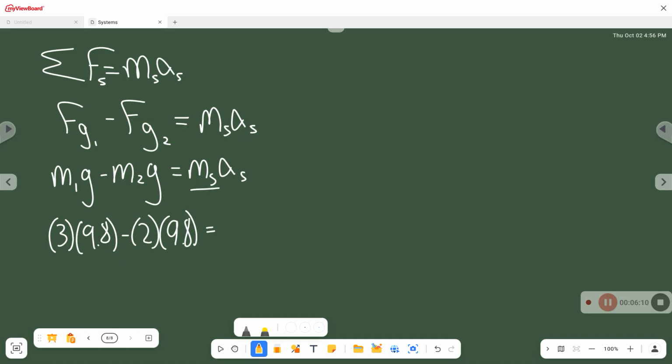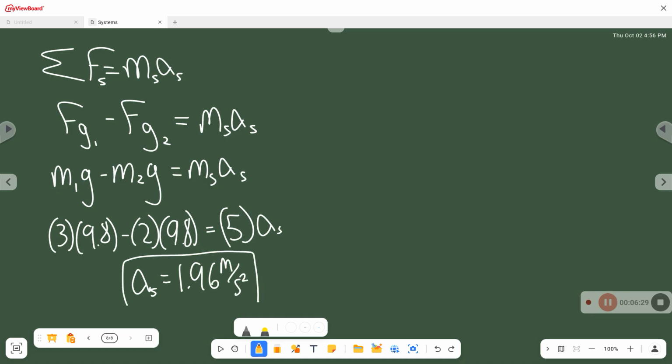ms is the mass of my system. That means I'm going to take all the objects in my system and add up their mass for a total of 5, and then we're solving for that acceleration of our system. Plug this into our calculators, we get an answer of 1.96 meters per second squared. That is the acceleration of our system. It is also the acceleration of m1 because they're all attached together. So acceleration of my system is the acceleration of my object.